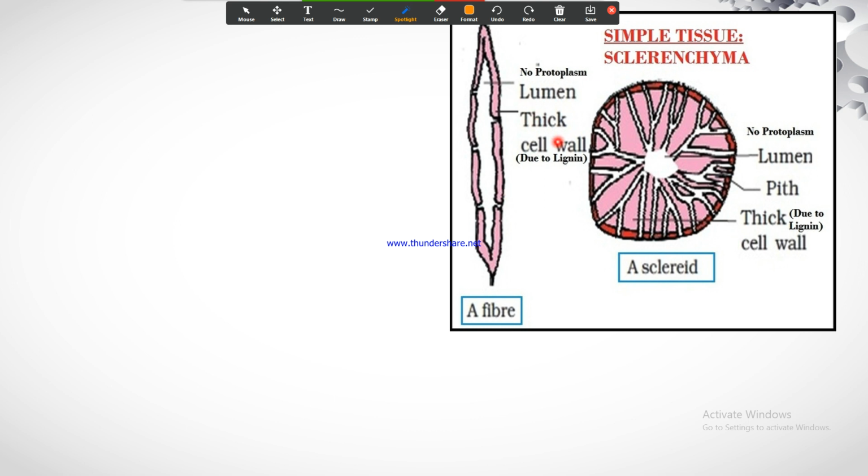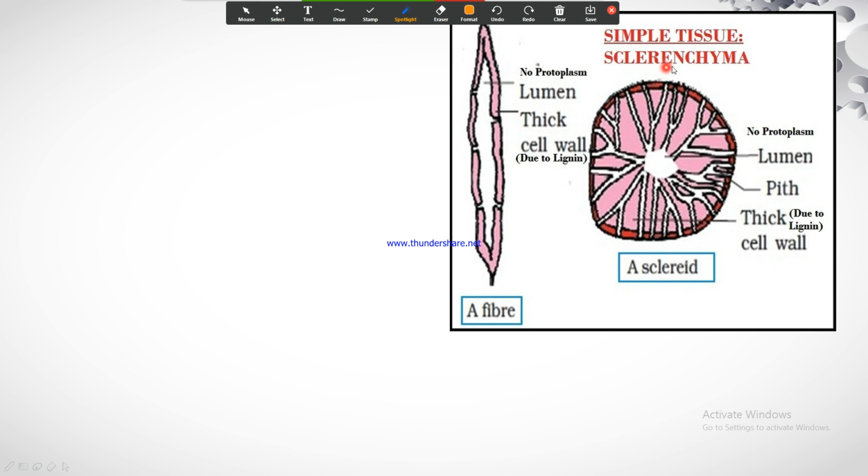Because of this lignin substance, even the space inside the cell can be filled. A very narrow gap is present inside the cell. I already told you they are dead cells, so there is no protoplasm. Protoplasm is nothing but cytoplasm and nucleoplasm, meaning no liquid or water substance is present inside the cell. Cells are almost closed or packed with this lignin substance. That hard they are.